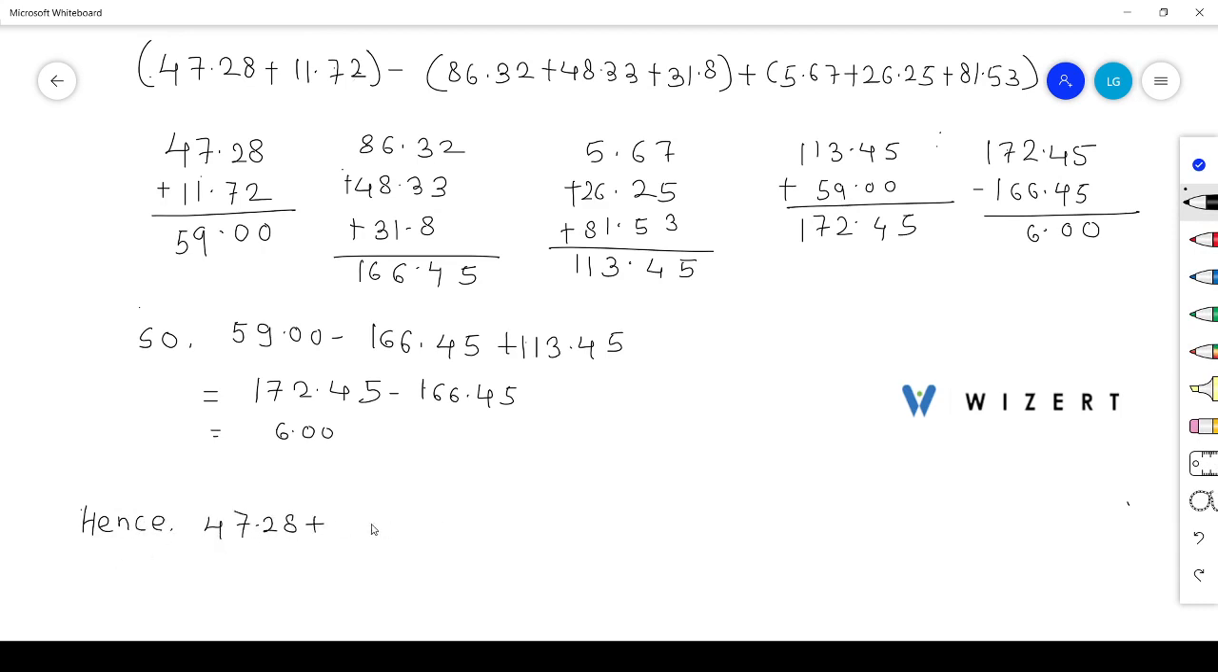Hence, 47.28 plus 11.72 minus 86.32 minus 48.33 minus 31.8 plus 5.67 plus 26.25 plus 81.53 equals 6.